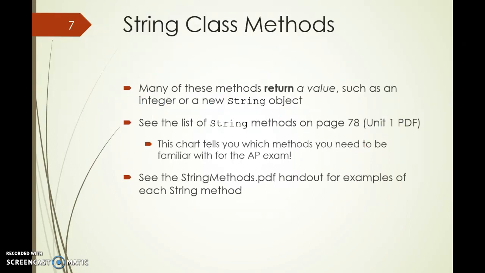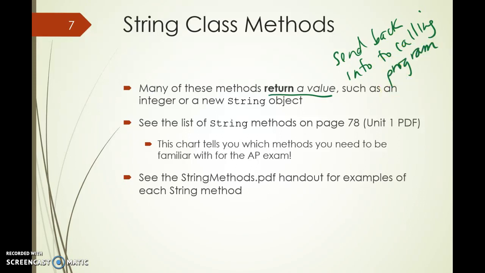Okay. So many of these methods are going to do what's called return a value, which is essentially sending back information to the calling program. Okay, what does that mean? So let's say, for example, I called on you and I asked you a question, and then you gave me an answer. So you returned information back to me in the form of an answer. Well, when we're working with methods, we typically call a method for two reasons. The first reason would be to perform an action. The second reason would be to get information.